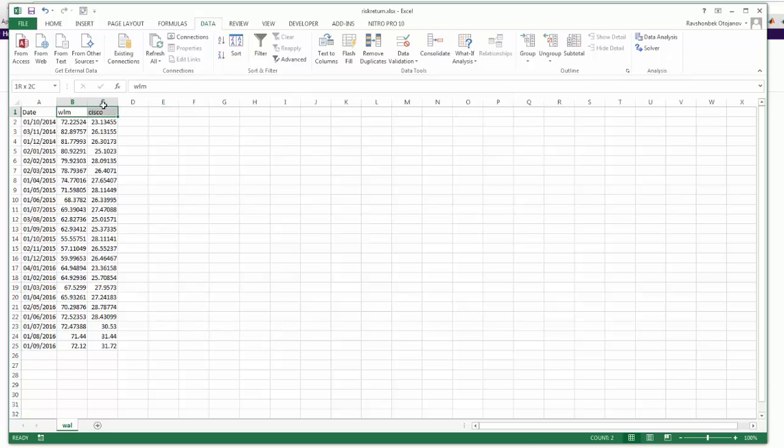Now these are stock prices. Usually we deal with returns, so you have to calculate the returns. So we call WLM and Cisco columns and create a return. We'll be using log returns, as you know. So this would be the ln of price 2 divided by price 1, price 2 being the next day's price.